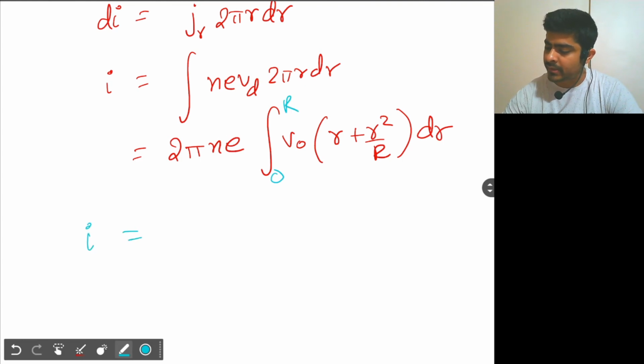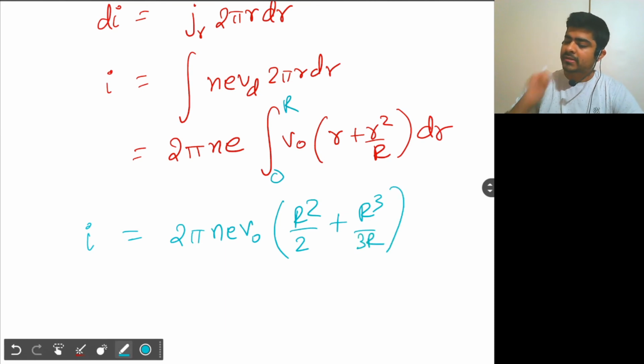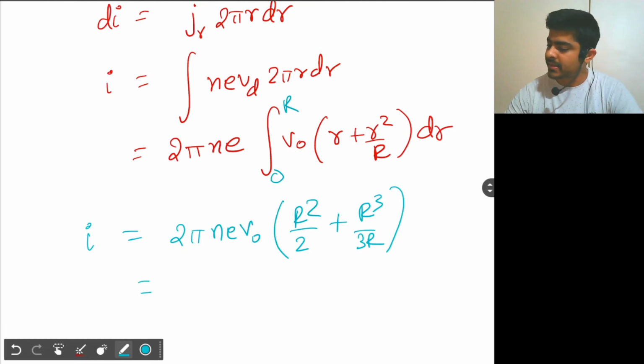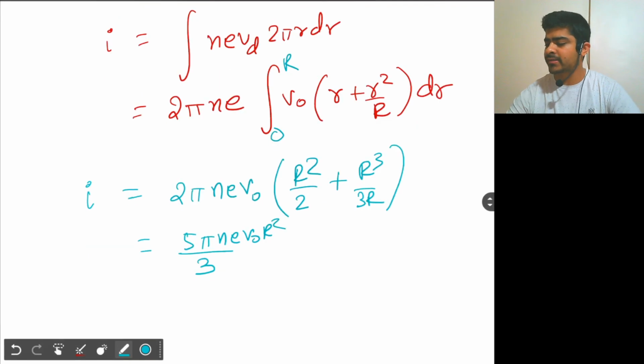So we get the current as 2 pi Ne V naught times (R square by 2 plus R cube by 3R). Basically this is R square by 2 plus R square by 3, which is 5 R square by 6. So I get 5 pi Ne V naught R square by 3. This is what I will get as the current. You can calculate this. So I found the current.